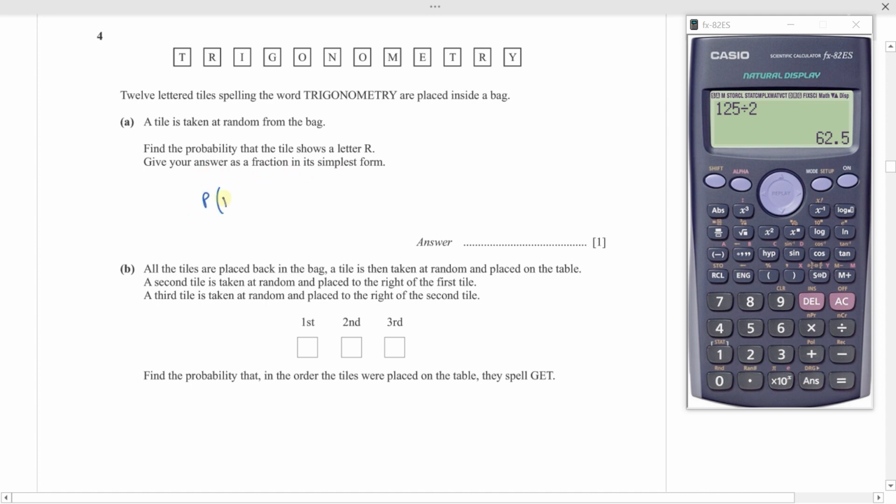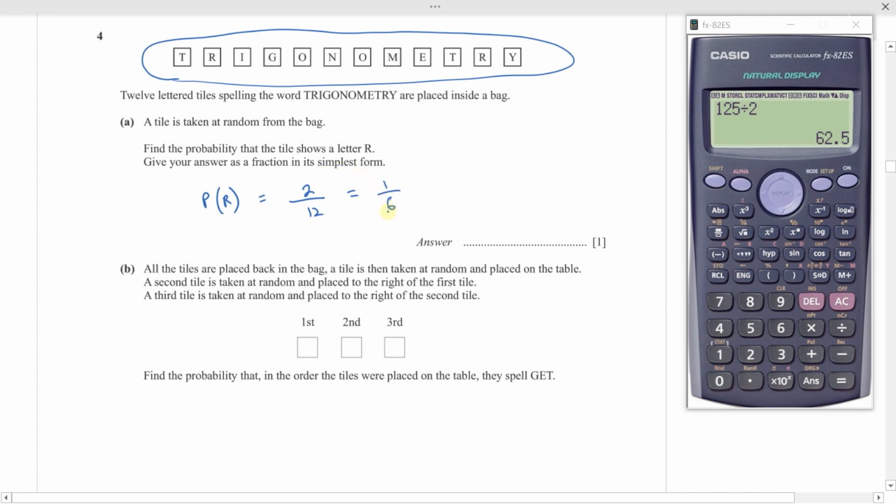So probability that you get R. These are all placed in a bag and you randomly pick one out of these. How many are there? 1, 2, 3, 4, 5, 6, 7, 8, 9, 10, 11, 12. So there are 12 total tiles, and how many out of those 12 are letter R? So 1 and then 2. So your probability of picking a tile with letter R is 2 over 12, and since you have to give the answer in simplest form, this will be 1 over 6.